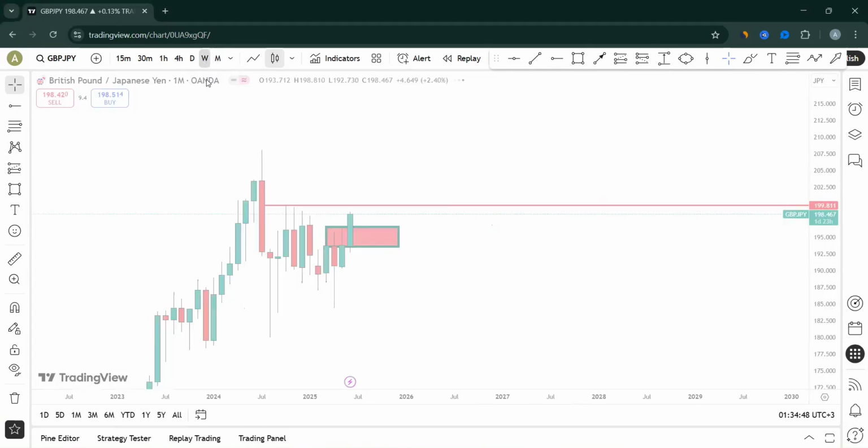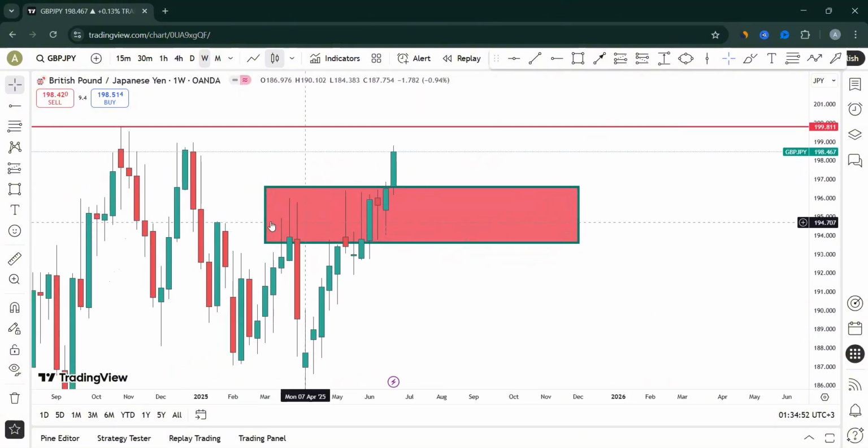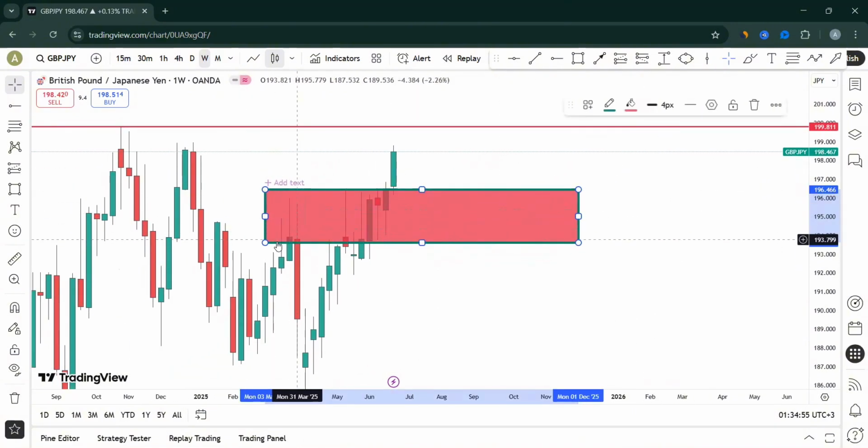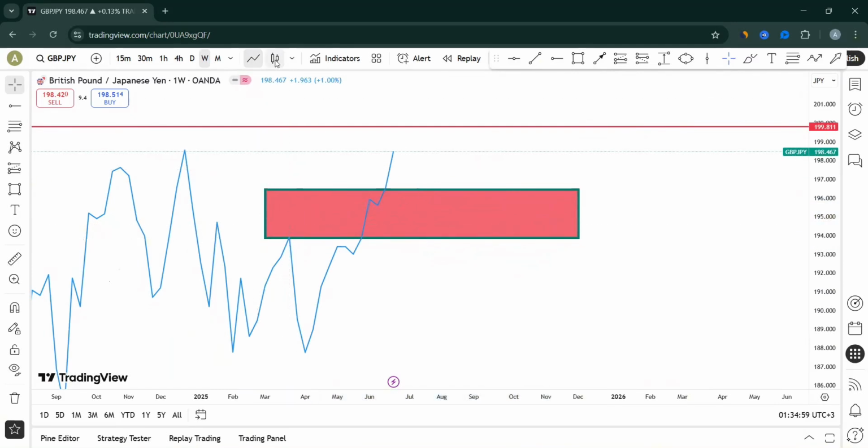Now let's go down to the weekly time frame. When you come down to the weekly, considering this level here, you can clearly see it's still the same level that we are working with. Let me just go to this. We can just refine it a little bit there.